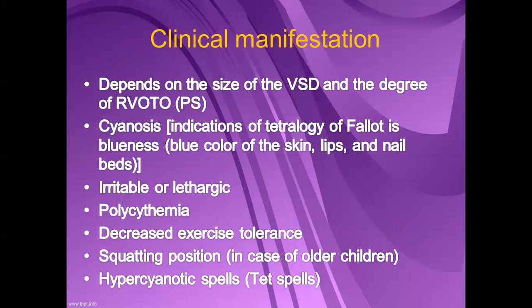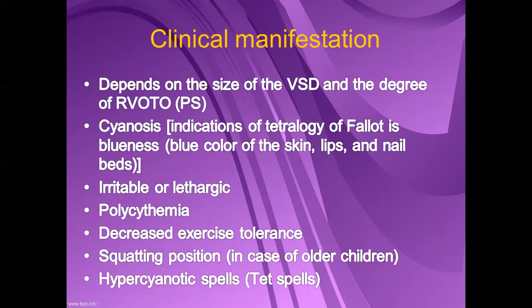So next, clinical manifestation. The clinical manifestation mainly depends on the size of the ventricular septal defect and the degree of the right ventricular outflow obstruction. In the right ventricular outflow, pulmonary stenosis is mainly dependent on the ventricular septal defect and pulmonary stenosis.